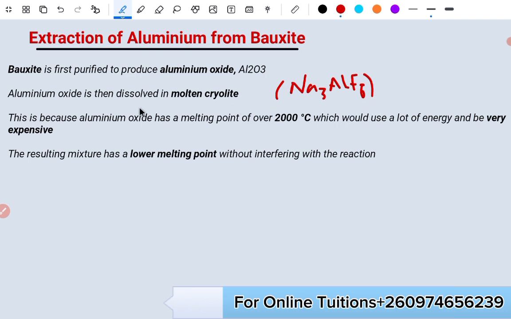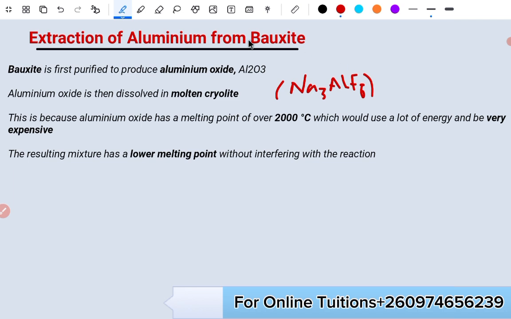But the main important thing is that the use of this cryolite is simply to do what? To lower the melting point. Otherwise, if you simply use pure aluminium oxide like this, it would require a lot of energy, about 2000 degrees Celsius, just to melt this aluminium oxide, because we want it to be in a molten state.